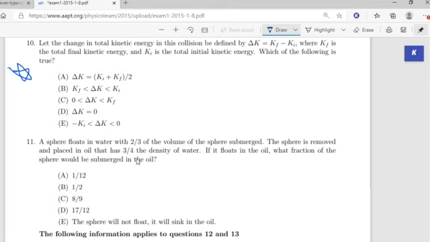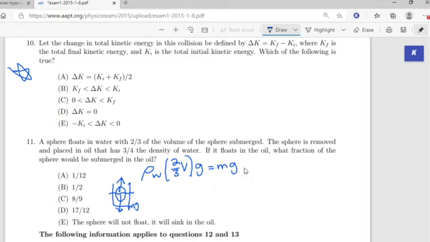Okay, so first we have the sphere in the water, 2/3 of it submerged, and we have gravity, and we also have the buoyant force, and it appears that it's floating, so that means the forces balance each other. So for the buoyant force, the density of water times 2/3 the volume of the sphere, whatever it is, times g, is equal to the mass of the sphere times g. And you can rewrite that as 2/3 times the density of water times V times g.